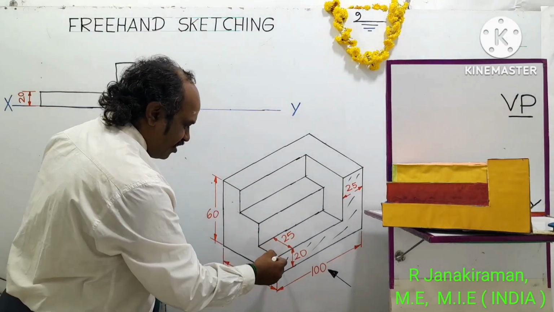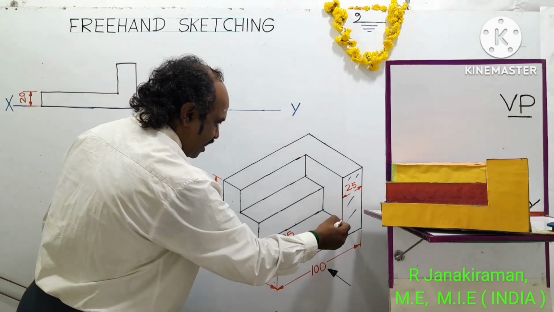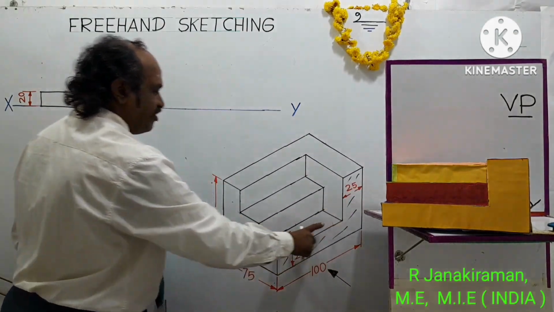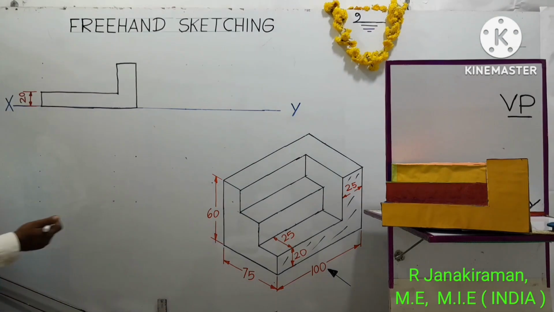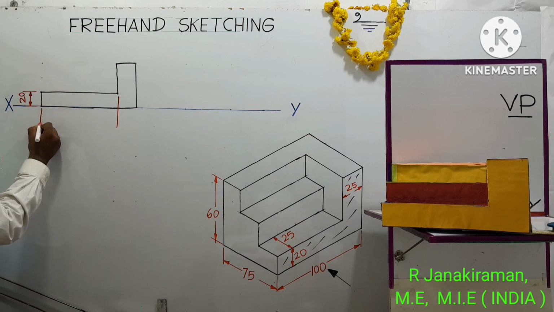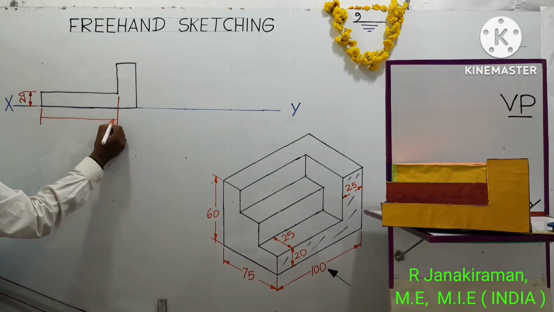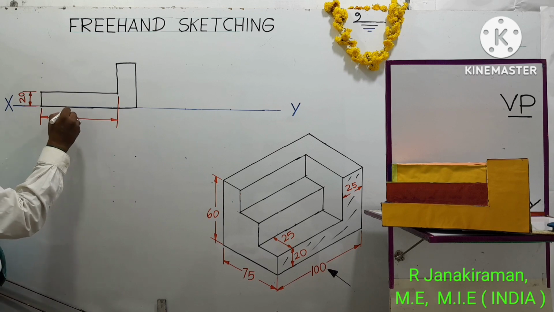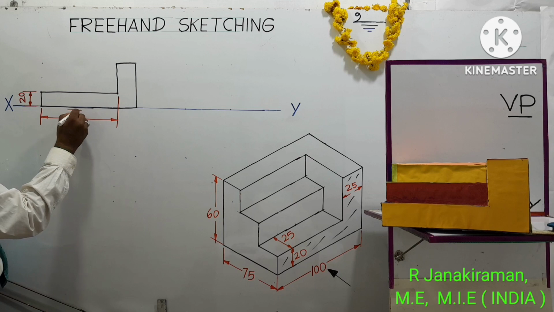The length from here to here shall be taken as 100 minus 25. Overall length is 100 minus 25, which will be 75, will be the length of step 1, step 2, step 3. So draw extension line. Then you draw dimension line. Provide arrow head, shade it. The length of step 1 is same as step 2, step 3. All have same length, 75 mm.